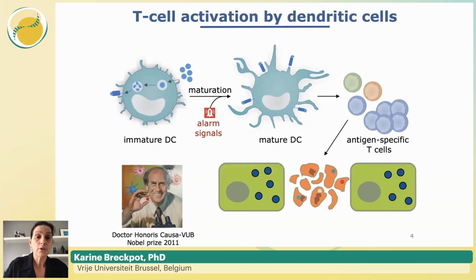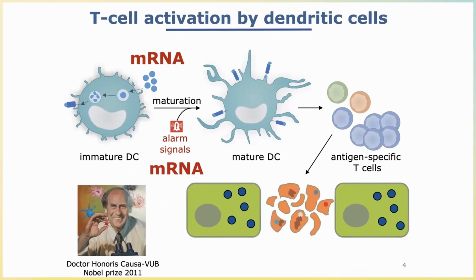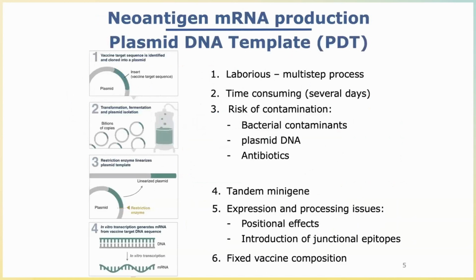Now, we use messenger RNA in this situation in two ways. First of all, we use messenger RNA to deliver the neoantigens to our dendritic cells. And secondly, we use messenger RNA to deliver the alarm signals to the dendritic cells. So let's focus for a minute on the messenger RNA that we use to deliver neoantigens.